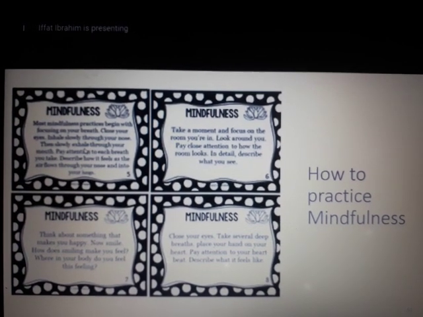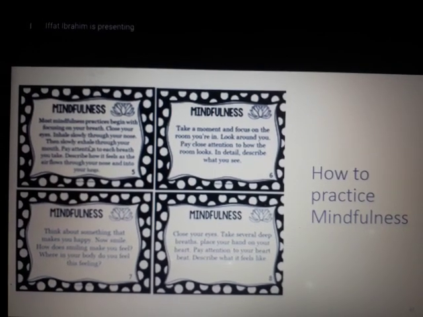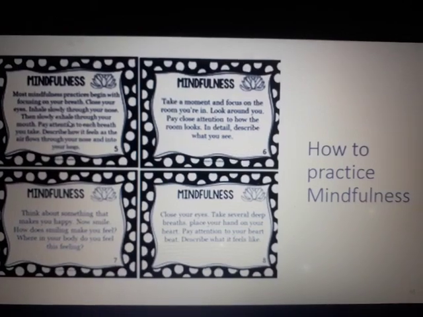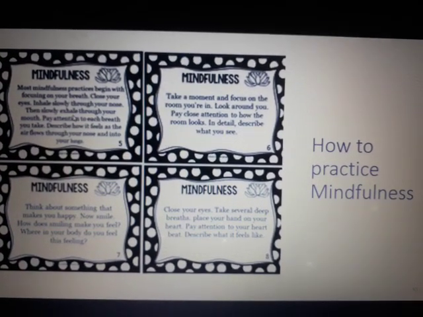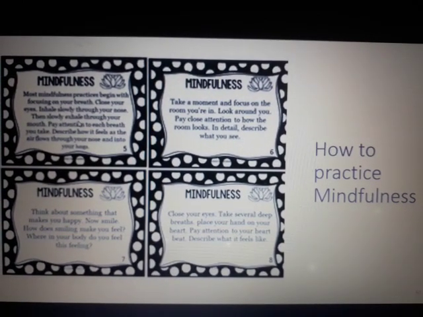Mindfulness can actually be practiced by focusing on your breath. Close your eyes, inhale slowly through your nose, slowly exhale through your mouth. Pay attention to each breath that you take. These are some of the ways in which we can practice mindfulness.